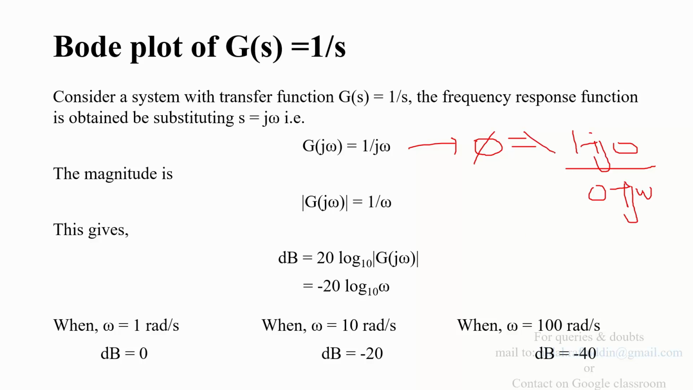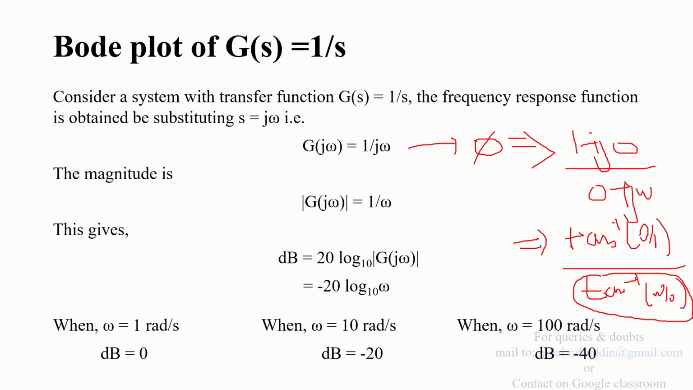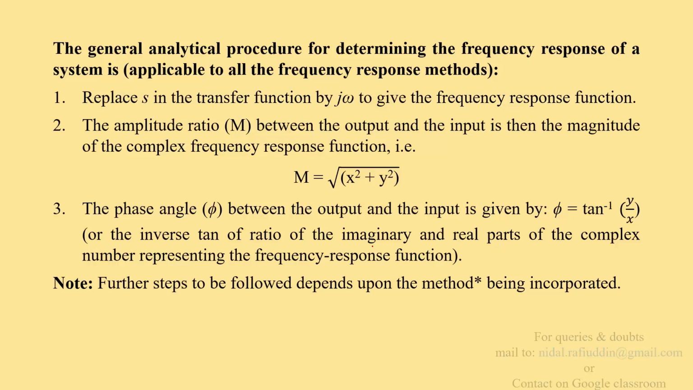So this will give you the angle from the numerator as tan inverse of 0 upon 1, which is 0, and in the denominator you will have tan inverse of omega upon 0, which is 90 degrees. Now the angle that the denominator contributes will be negative. So all the angles in the denominator will contribute a negative angle, while the angles or expressions in the numerator will contribute a positive angle.